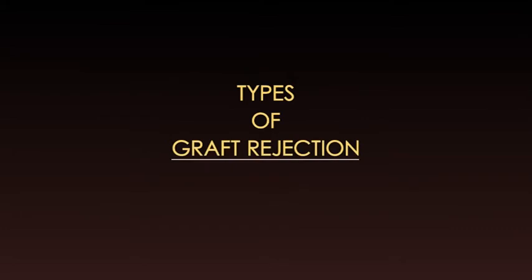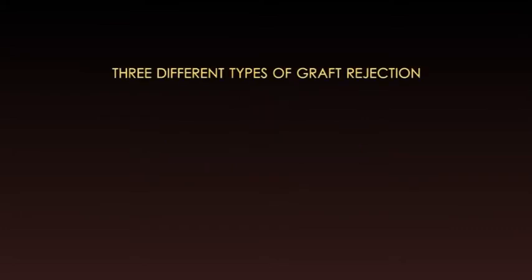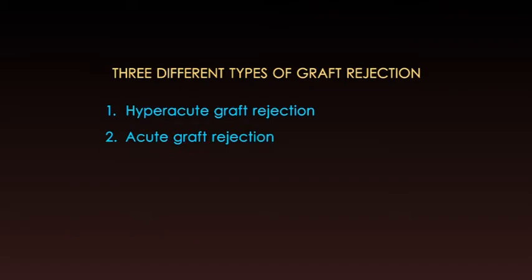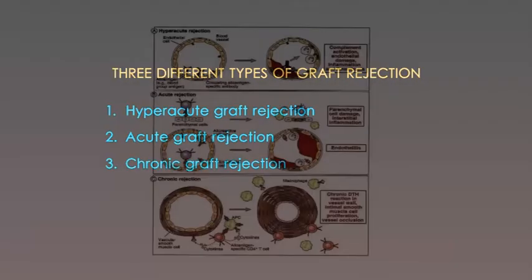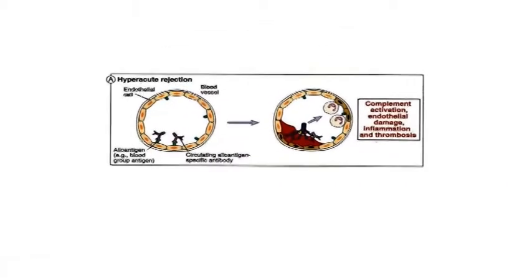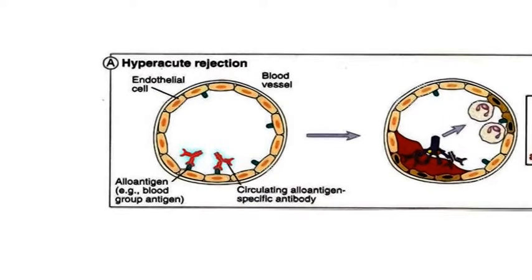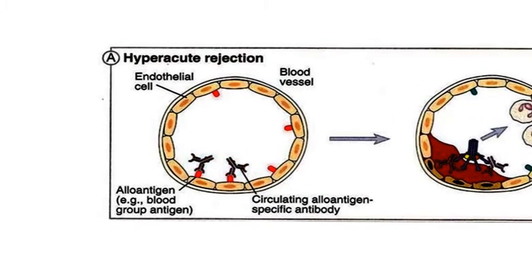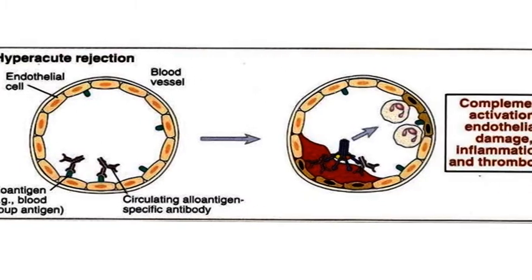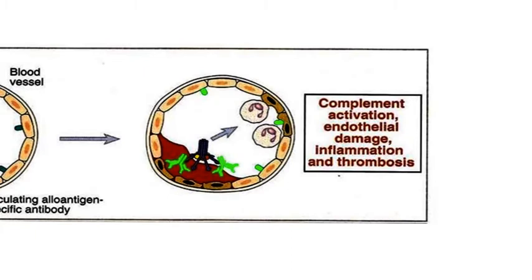Types of graft rejection. Graft rejection could be of three different types: hyperacute graft rejection, acute graft rejection, and chronic graft rejection. Hyperacute graft rejection occurs within 24 hours of transplantation. It is mainly due to pre-existing antibodies against the graft antigens present in the recipient system. The formation of the antigen-antibody complex causes complement activation. The complement split products cause influx of a large number of neutrophils in the graft region and thus destruction of the graft by the inflammatory reactions.